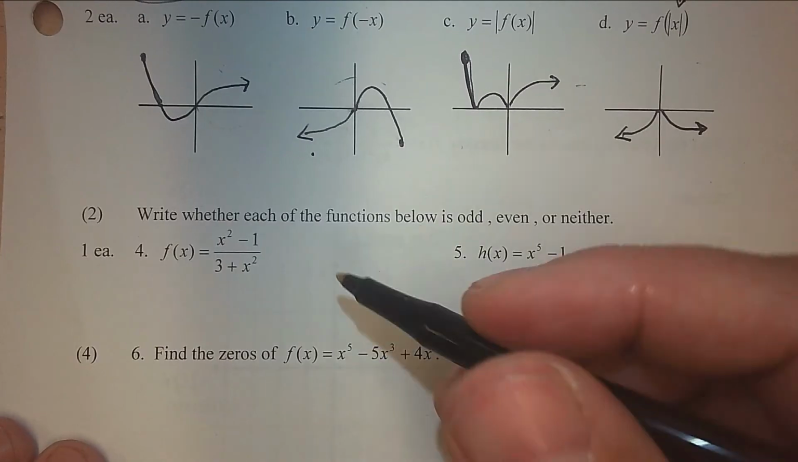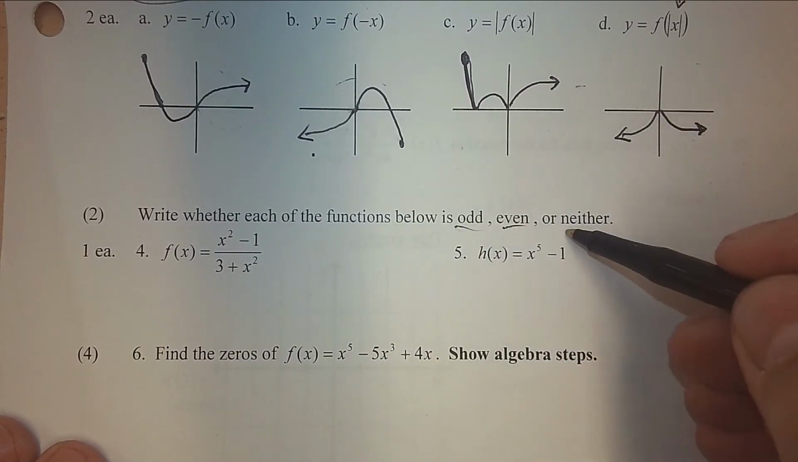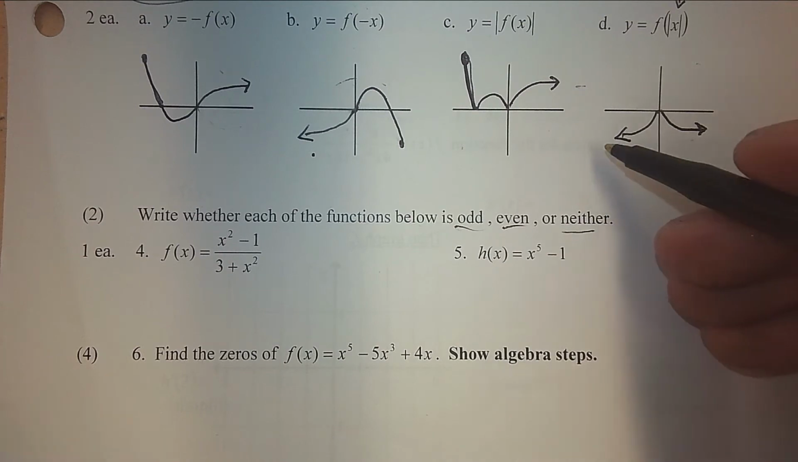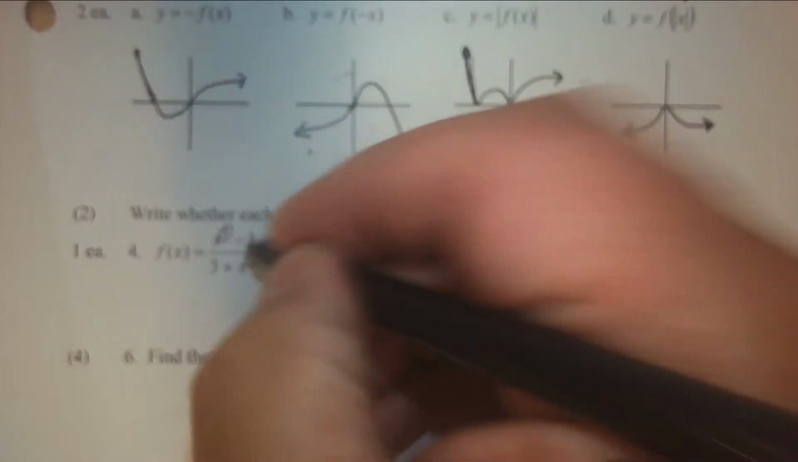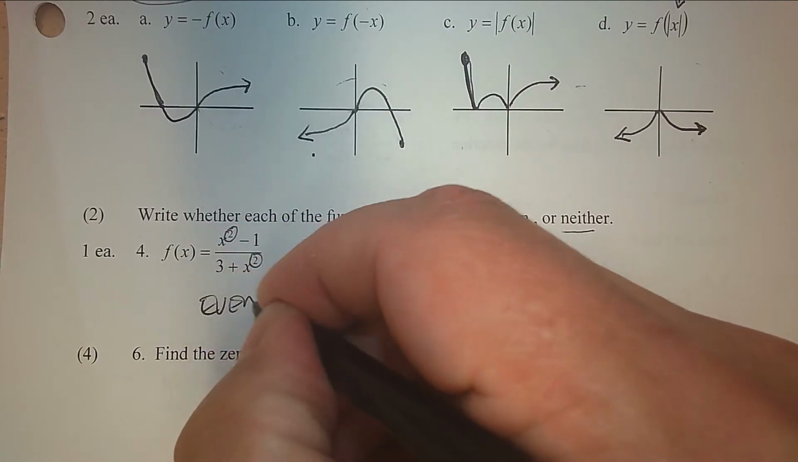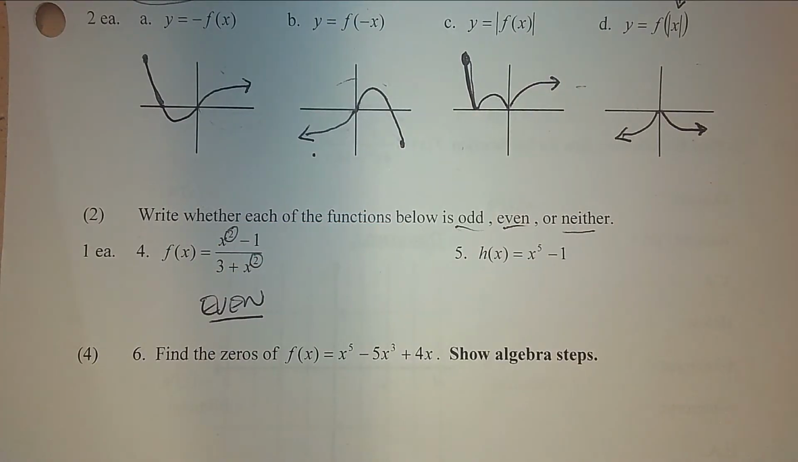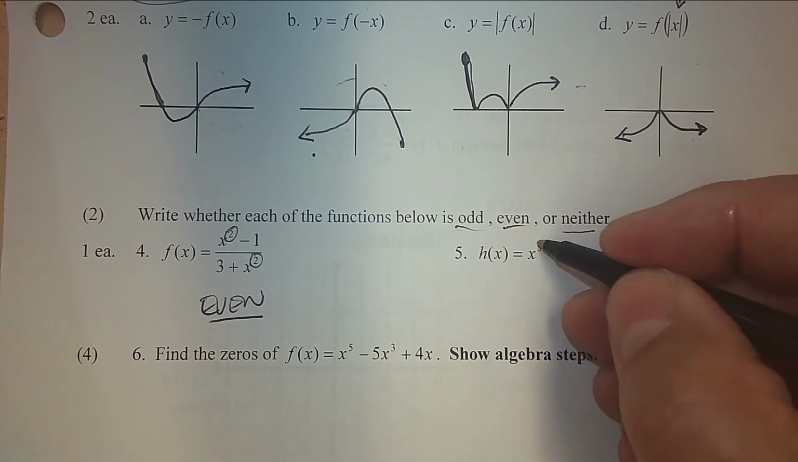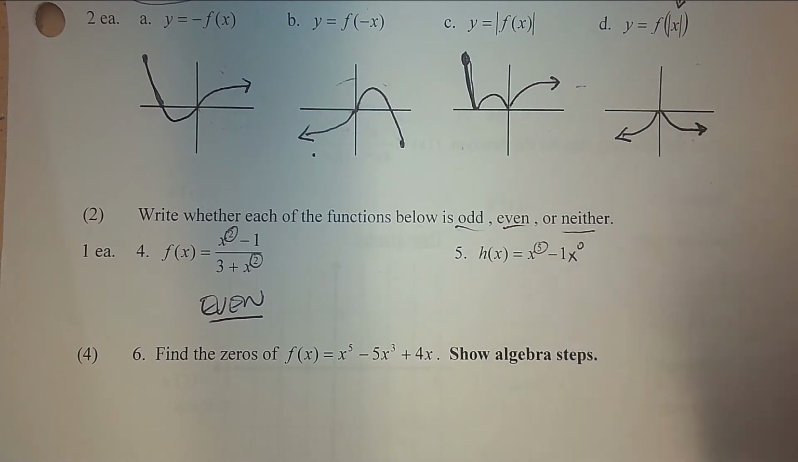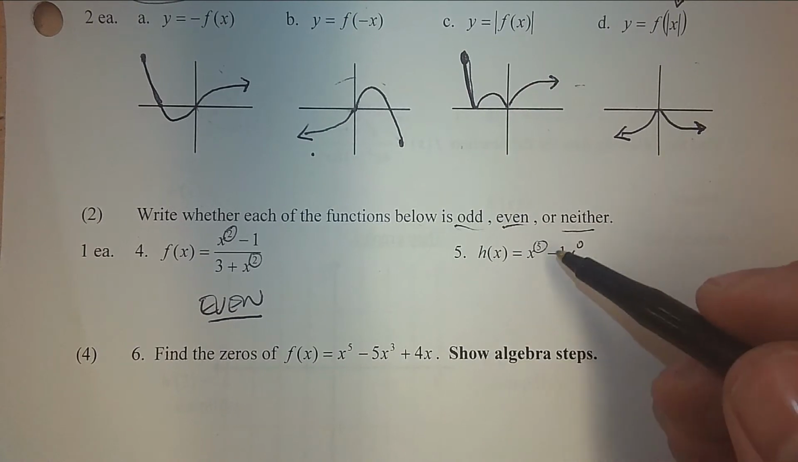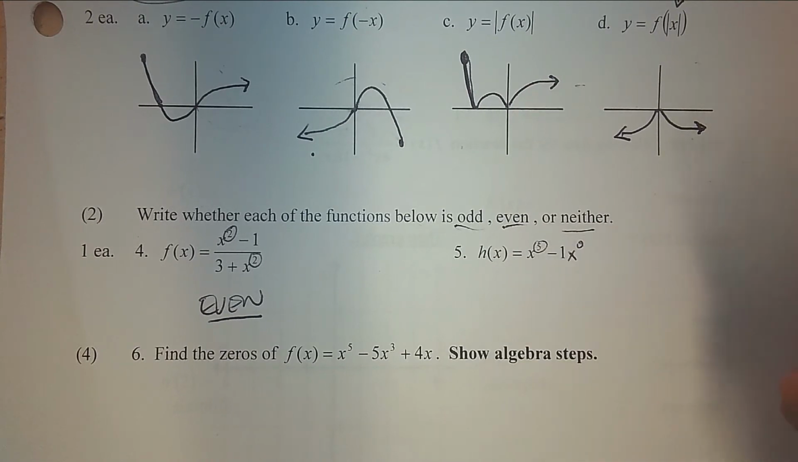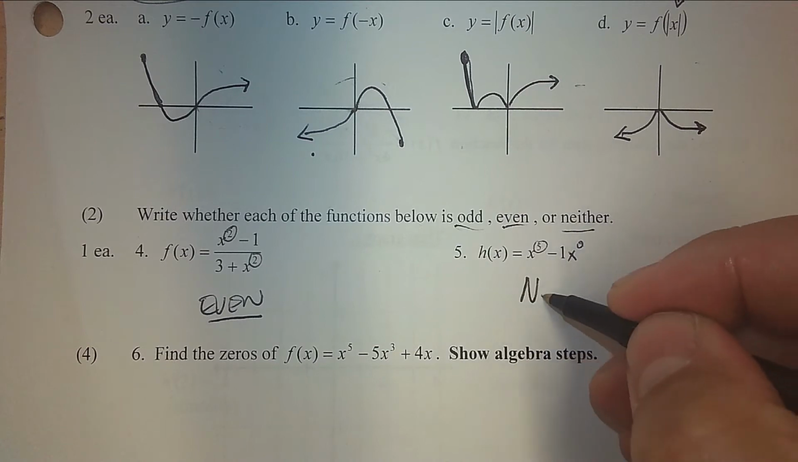Number 2. Write whether each one is odd, even, or neither. So how can I tell if it's odd, even, or neither? I look at the exponents on the variable. They're all even. That means it reflects over the y-axis. I look at the exponents. Now the one you don't see here is 0. 0 goes with the evens. So do you see the jambalaya here? They're all jumbled up. So this one is neither.